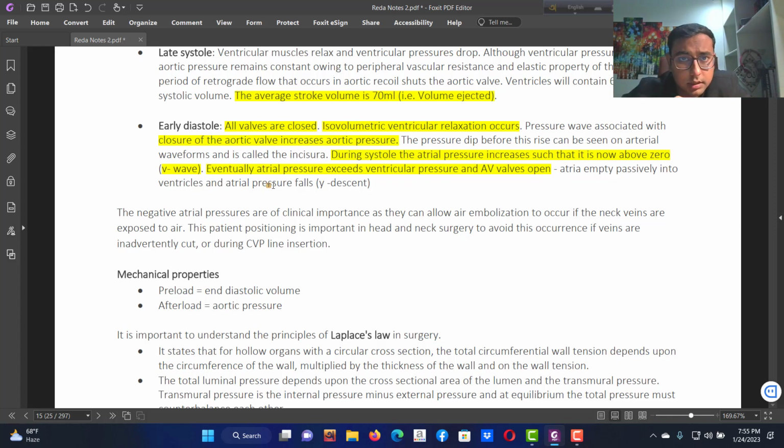I already told you about X descent and Y descent, that is, the atrioventricular valve is open. Now the ventricle has started increasing and the atrium has contracted. In that case, Y descent occurs. The atria empty passively into the ventricles and atrial pressure falls. Okay, that is Y descent.